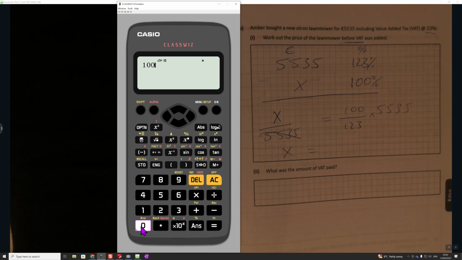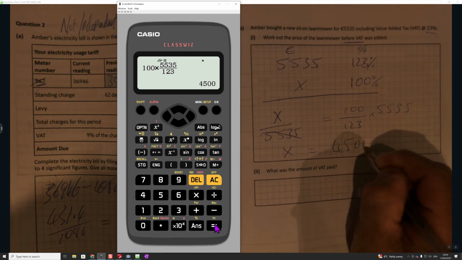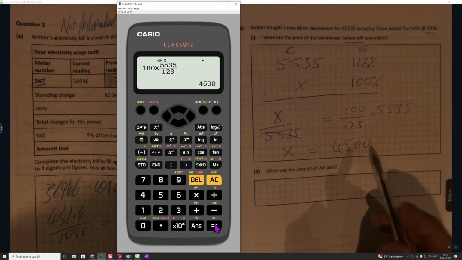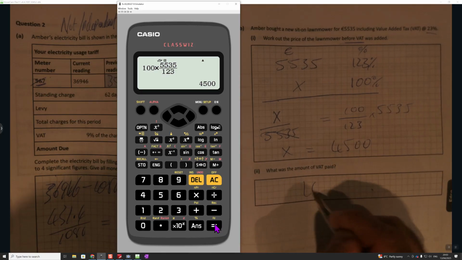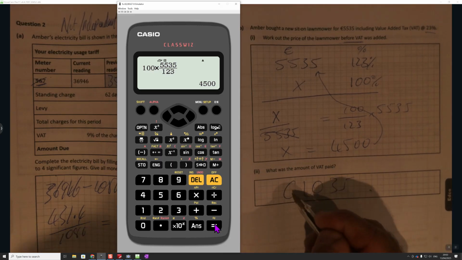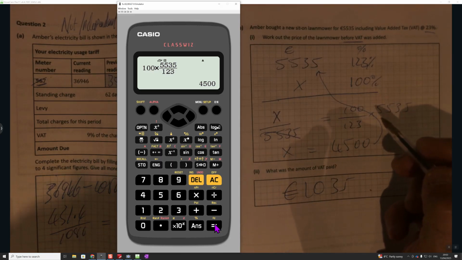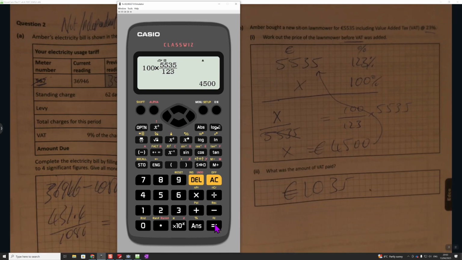So I have 100 times 5535, and underneath the line the factor is 123. We do shift equal so we see it as a decimal, and we get 4500. And then what was the amount of VAT paid? Well, it was 1035, because I can see the difference between them without any further calculation. Okay, and that's the end of that question, I think.